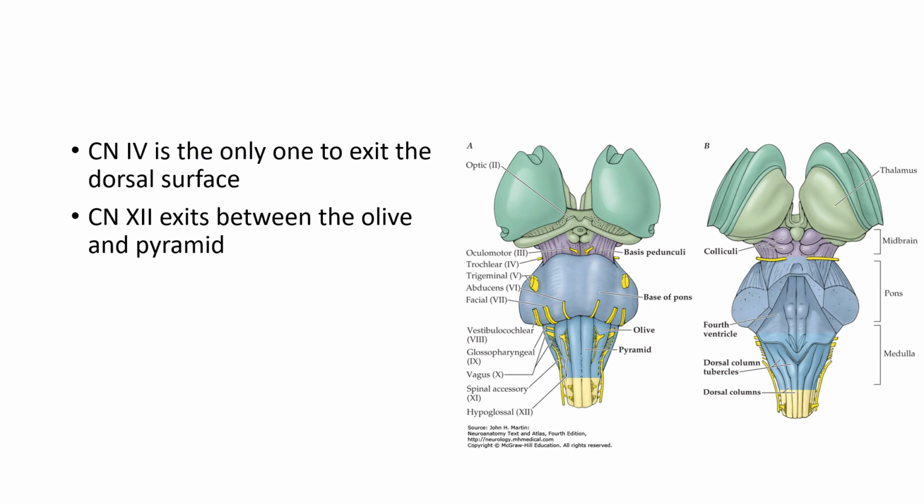Things to note, cranial nerve 4 is the only one to exit the dorsal surface. We've said that a bunch of times. I'm going to say it a bunch of times in chapter 12 as well, so make sure you don't get that one wrong. It shows up on the boards all the time. It shows up on my tests as well. Cranial nerve 12 exits between the olive and the pyramid, so make sure you pick cranial nerve 12 when you get asked who is exiting between the olive and the pyramid.